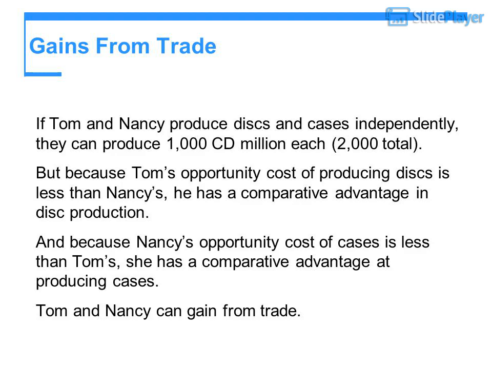Gains from trade. If Tom and Nancy produce discs and cases independently, they can produce 1,000 of each, 2,000 total. But because Tom's opportunity cost of producing discs is less than Nancy's, he has a comparative advantage in disc production. And because Nancy's opportunity cost of cases is less than Tom's, she has a comparative advantage at producing cases. Tom and Nancy can gain from trade.